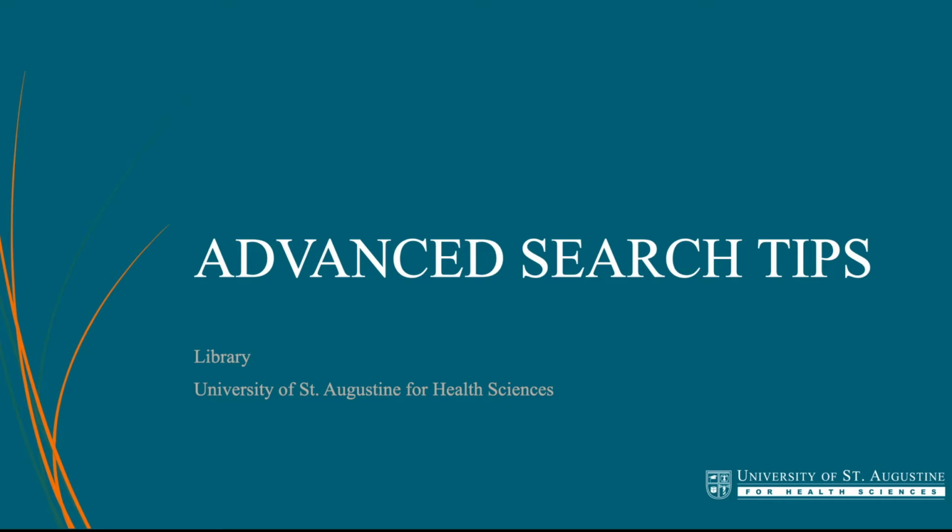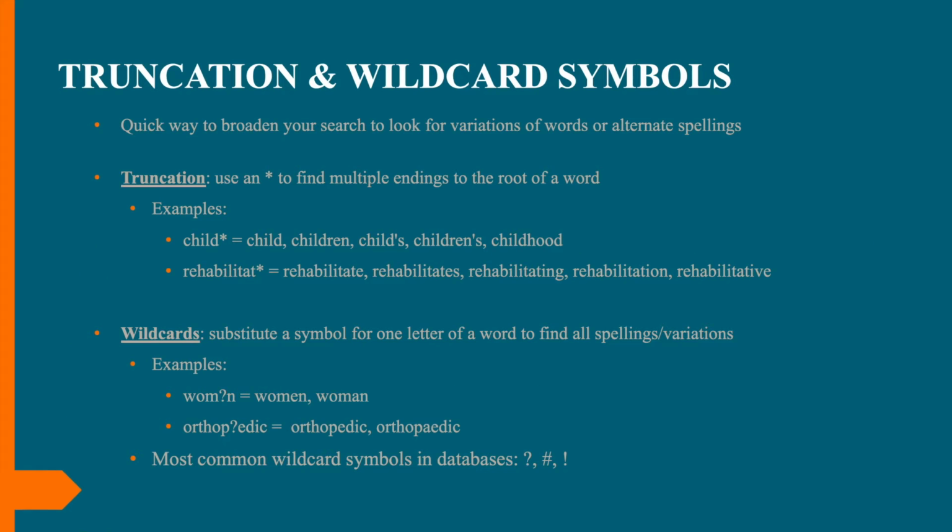This video will go over some advanced search tips and techniques to help you create a better literature search. The first tip is to use truncation and wildcard symbols to help you quickly broaden your search to find all variations of words or alternate spellings when necessary.